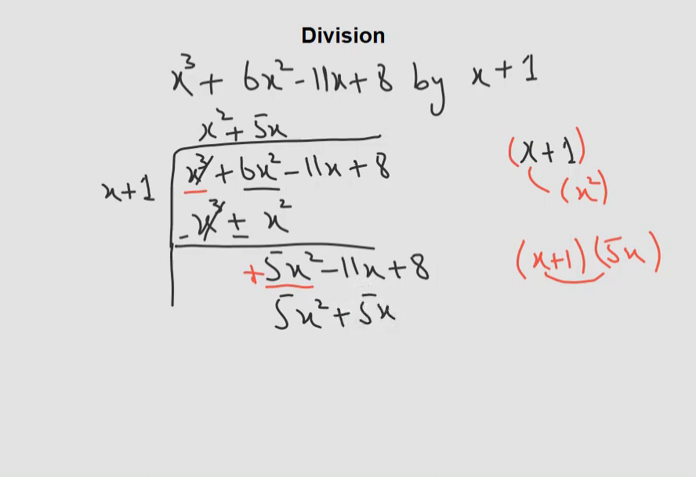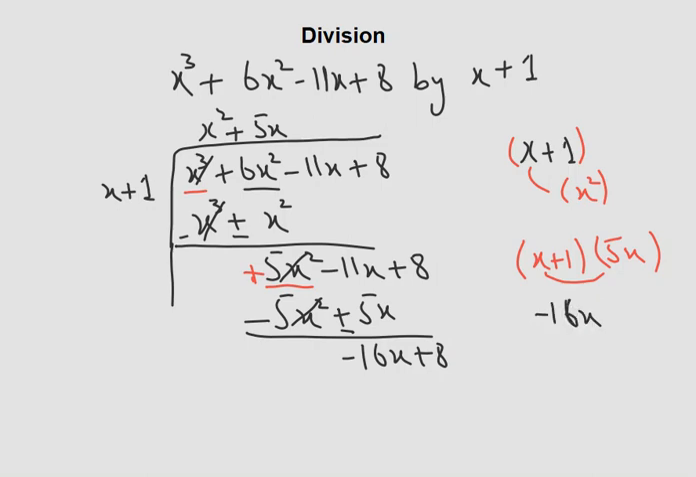Okay, and here again change the sign, it becomes negative. So plus 5x square and minus 5x square cancel each other. Now minus 11x and minus 5x will become minus 16x plus 8. Again we need minus 16x, so we will multiply x plus 1.